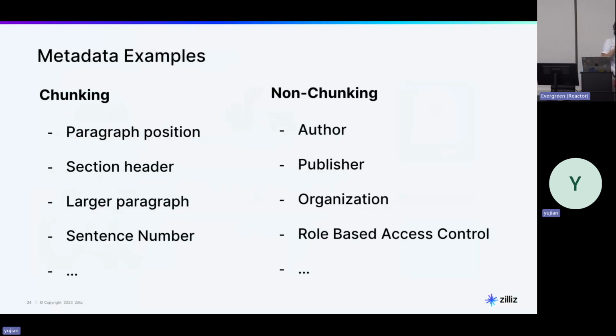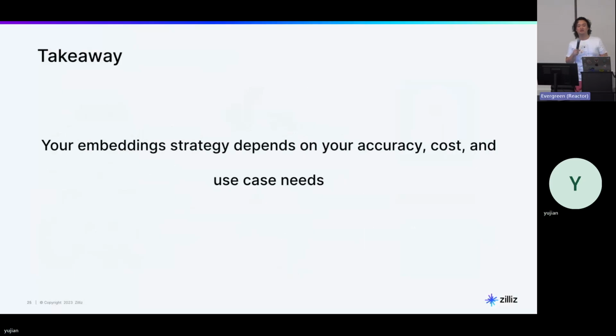Other things you may want to look at are non-chunking examples, such as the author of the document, the publisher of the document, the organization the document was from, or maybe even role-based access control. Who is a software engineer? A lot of software engineers. Okay, so you guys have all worked at enterprises. Everyone knows what role-based access control is, right? So this is something that may be important for your chunking data because maybe you want to filter off of certain roles. Now, in Zilliz, we have this applied, but perhaps you want to have more fine-grained results, and that's when you use something like this. So the takeaway here is that your embedding strategy depends on your accuracy, your cost, and your use case needs, okay?